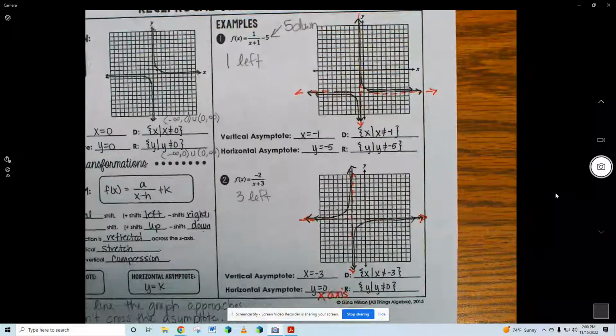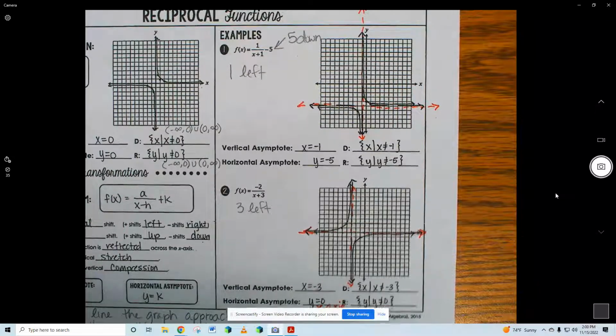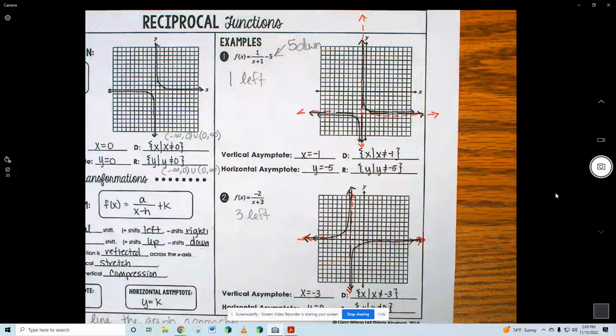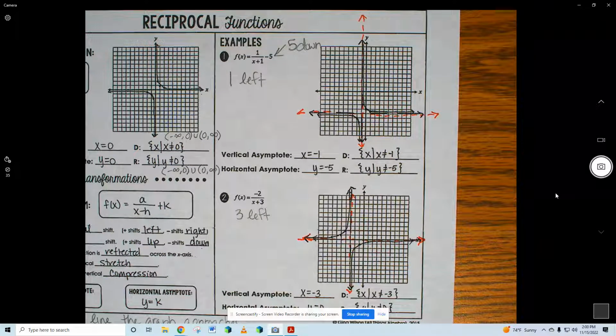The right side. Here are some samples. Okay. I made my red dotted lines be the asymptote. My graphs get really close to the asymptote, but they never touch it and they don't cross it. So there is no table of values, but let me zoom in on number 1 so you can at least see the ordered pairs.